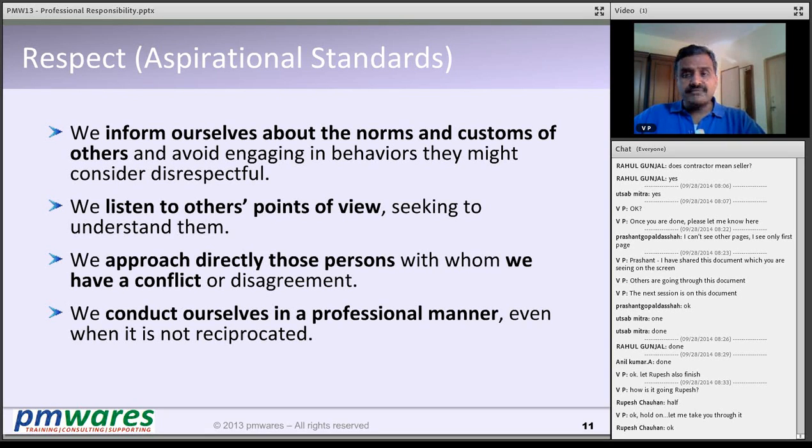If you have a problem with someone, if you have a conflict with someone, approach him directly, as we learned in our conflict management also. There is no point talking to a third person. Talk to that person, and do not talk personality, but talk about the problem and see how it can be resolved.